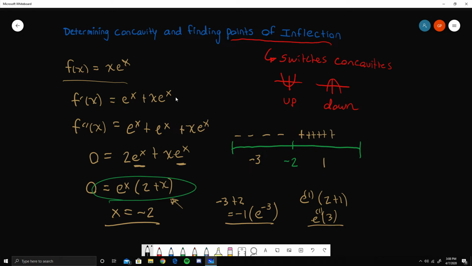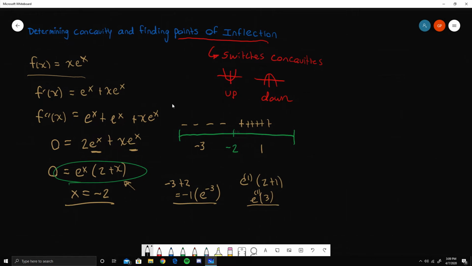So from the data that we've collected, we can determine when the function is concave down and when it is concave up. The function is concave down when x is less than negative 2. And the function is concave up when x is greater than negative 2, as shown by the positive values here and the negative values over here. Because at the point negative 2 the function switches from being concave down to concave up, I can confirm that there is a point of inflection when x is equal to negative 2.